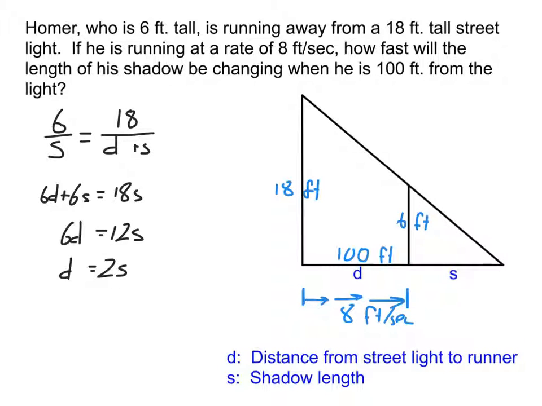Now remember what we're actually finding here. We're trying to find how fast the length of his shadow will be changing. In other words, we're trying to figure out what is ds over dt. Since that's what I'm trying to find, I now want to find the derivative of this equation with respect to t. And so when we do that, the left side is just dd over dt, equals 2 times, now the derivative of s, that'd just be ds over dt.